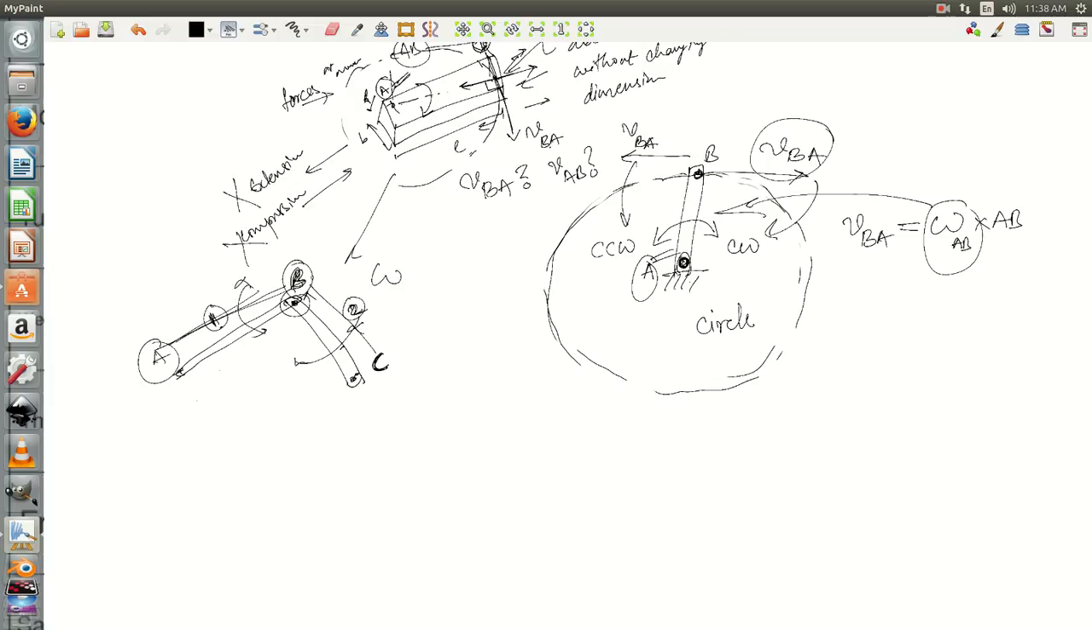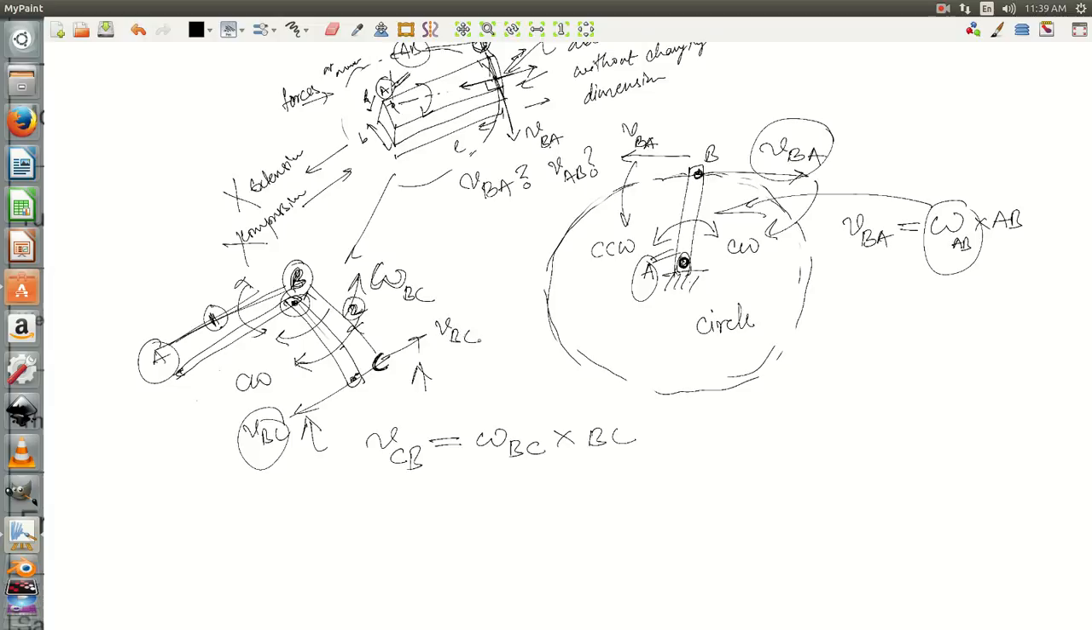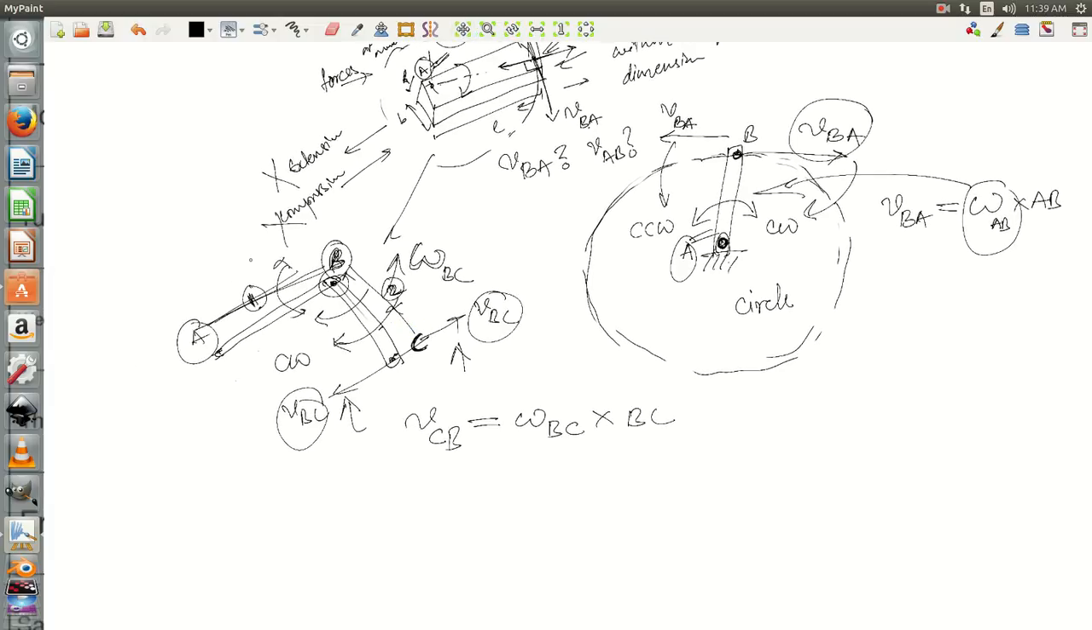Now if we know the angular velocity of this link BC to be omega BC, the velocity of C with respect to B is given by omega BC into BC, and the direction will either be in this direction or in this direction based on the direction of angular velocity. If the angular velocity is in clockwise direction, this will be the velocity of B with respect to C. If it is moving in a counterclockwise direction, then velocity of B with respect to C is given by this. Similarly, for the link AB, the velocity of A will be perpendicular onto the link AB such that velocity of A with respect to B is given by omega AB into AB, where omega AB is the angular velocity of link AB.